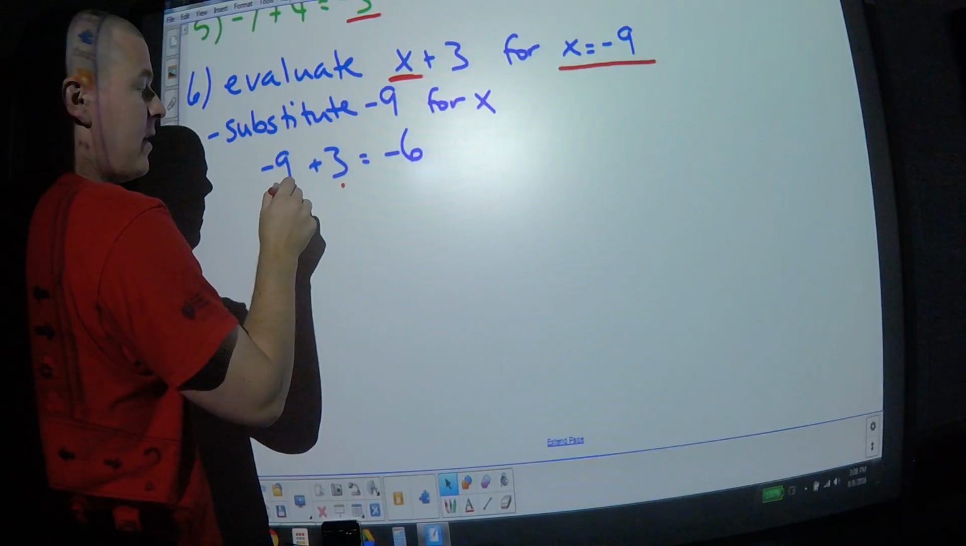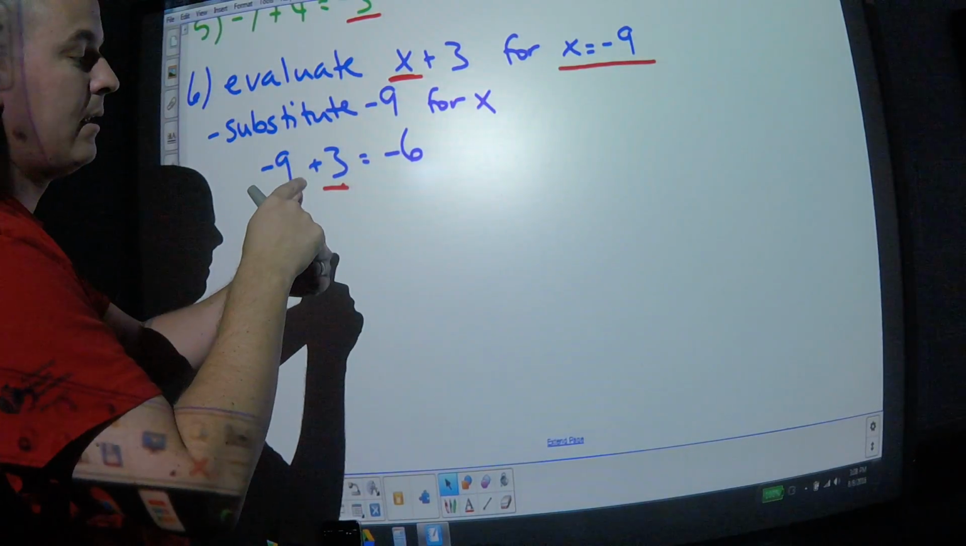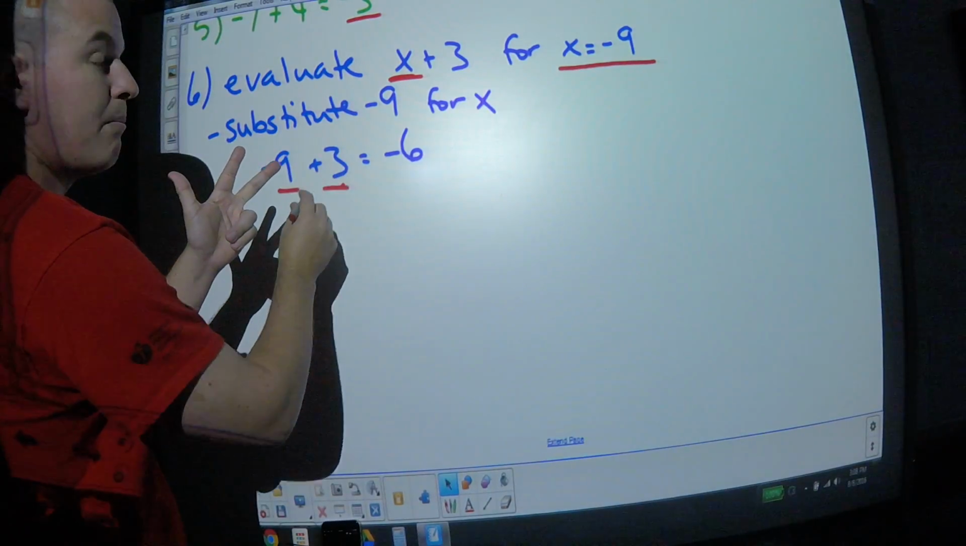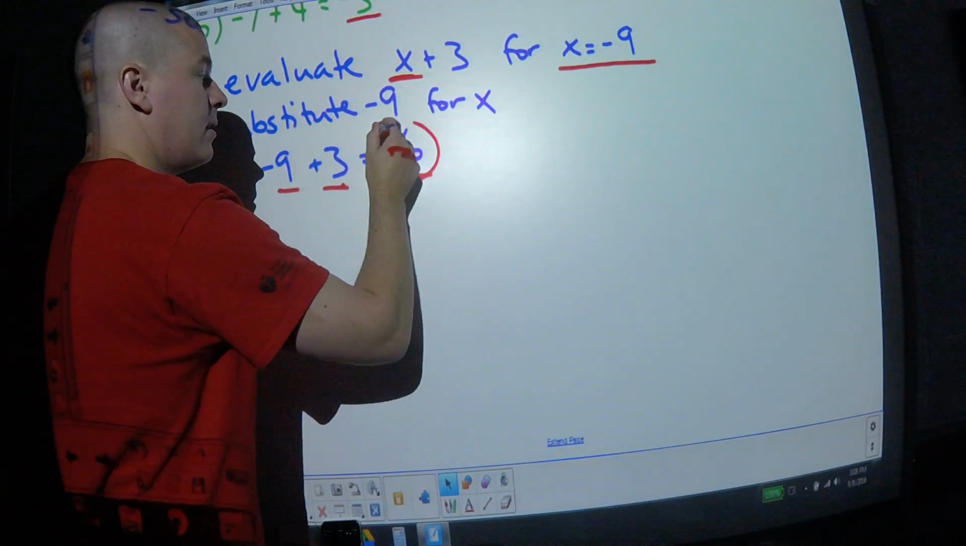So we take negative 9 plus 3, all right? So negative 9, negative 8, negative 7, negative 6, because I'm moving to the right 3 places. So negative 6 is going to be our answer.